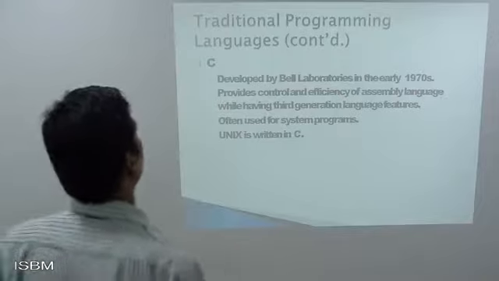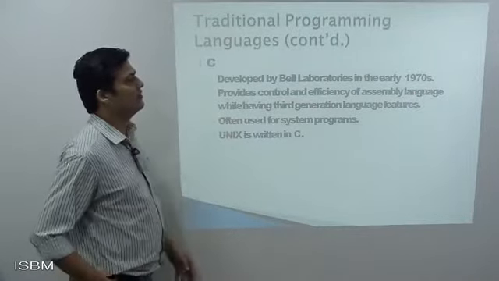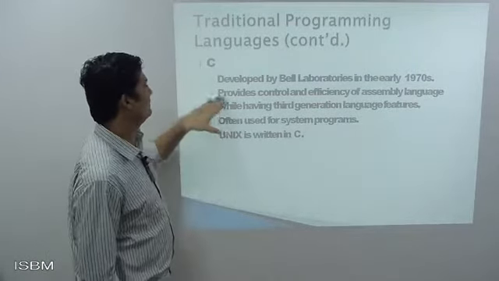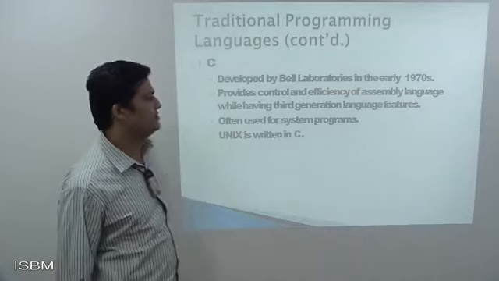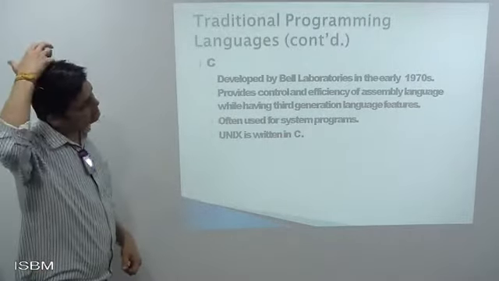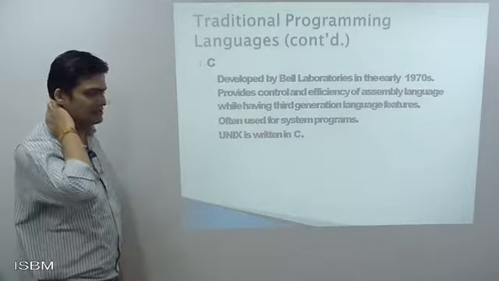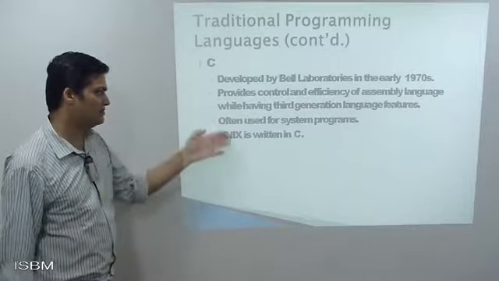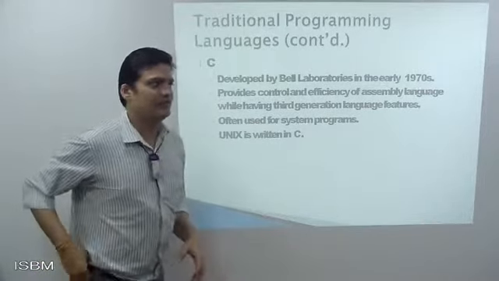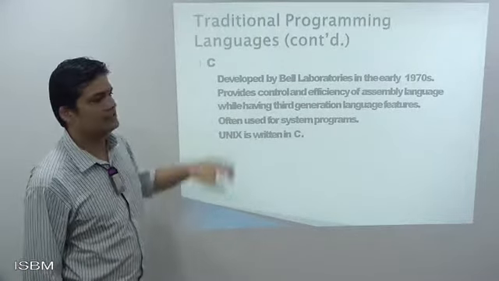Then we come to traditional programming languages, which is C, developed by Bell Laboratories around the early 70s. It provides the control and efficiency of assembly language while having third generation language features. Often used for system programs. Unix is basically written in C. So Unix software, which you know is a kind of operating system, is written in C language itself.